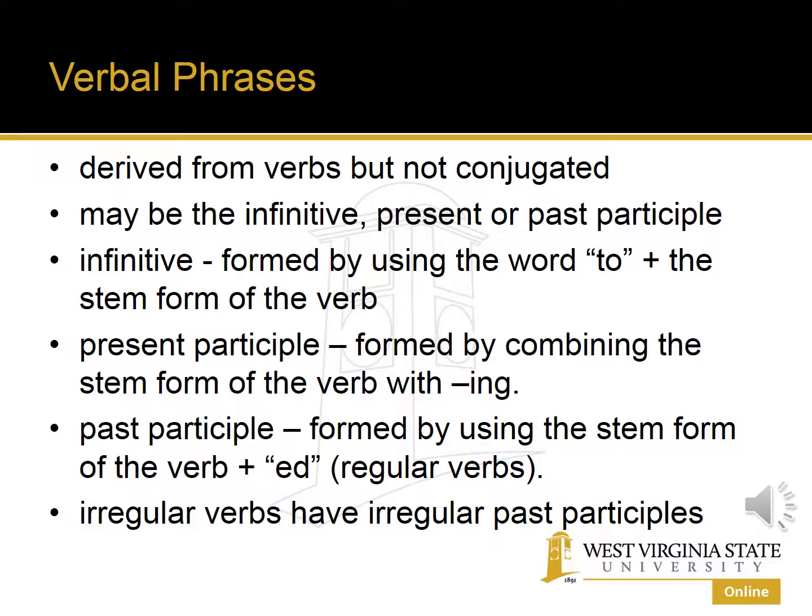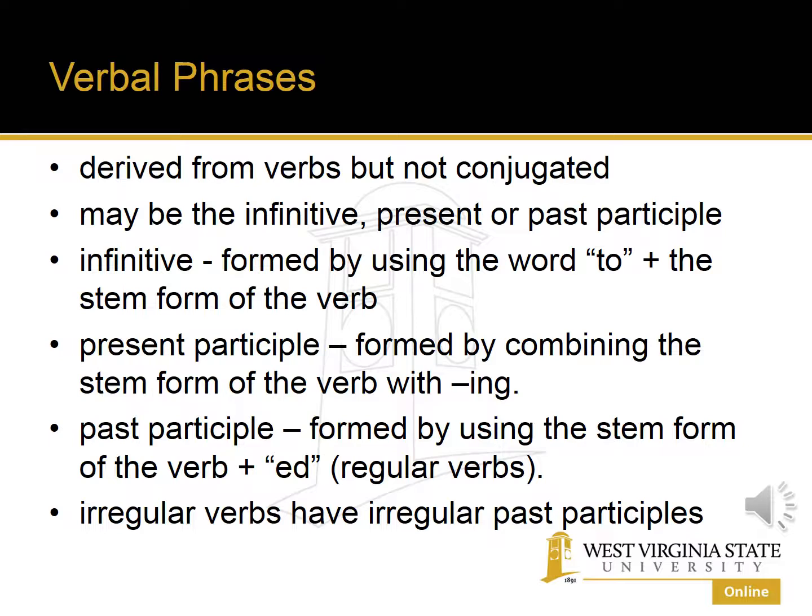The infinitive of a verb is formed by using the word to plus the stem form of the verb. For example, to go, to see, to study, to eat. This form of the verb is the root. It has no person or tense attached to it. Participles, as we've already learned, come in two flavors, the present and the past.